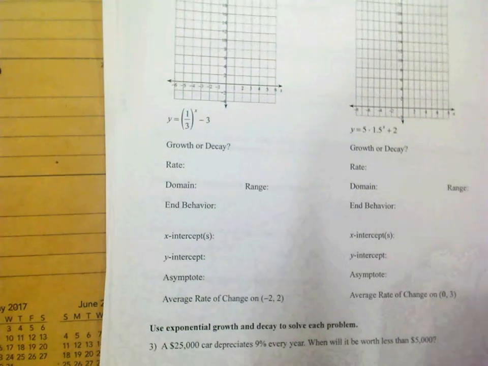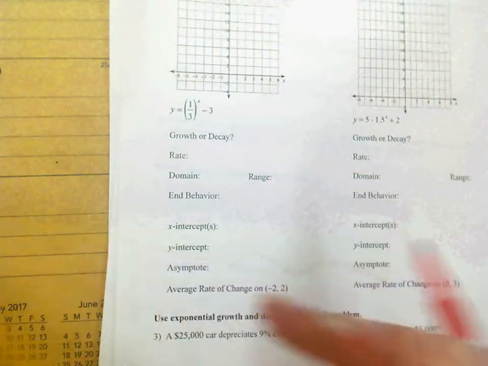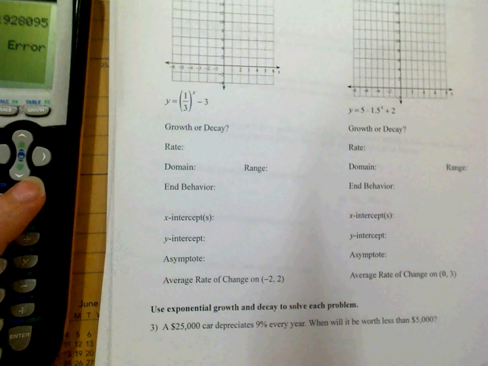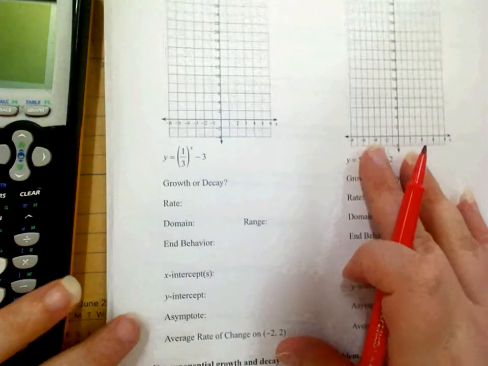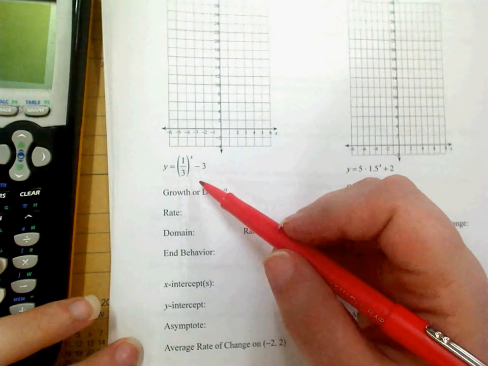Okay, so number one, sorry, I had to grab a calculator. Numbers one and two are analyzing exponential functions for behavior and sketching the graphs. So the first thing I want to do is think about (1/3)^x minus 3.